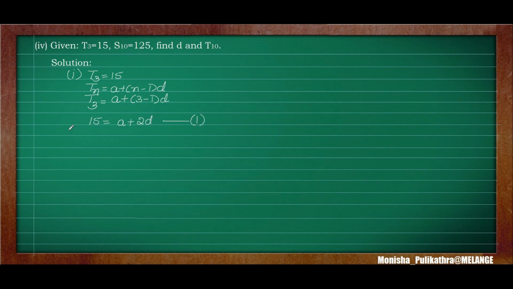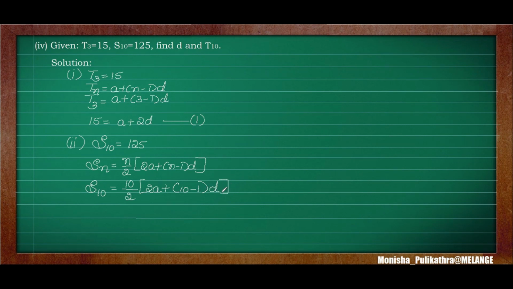Okay. So this is first equation, and write out the second information which they have given, that is S10. S10 is equal to 125. Since they have given S, we need to apply Sn formula here. Sn is equal to n by 2, 2a plus n minus 1 into d. Now substitute this S10 into this equation. So it will become S10 is equal to n is 10. So 10 by 2. 2 into a is not given. So write as it is 2a. n is 10. So 10 minus 1. d is not given. So write d as it is.